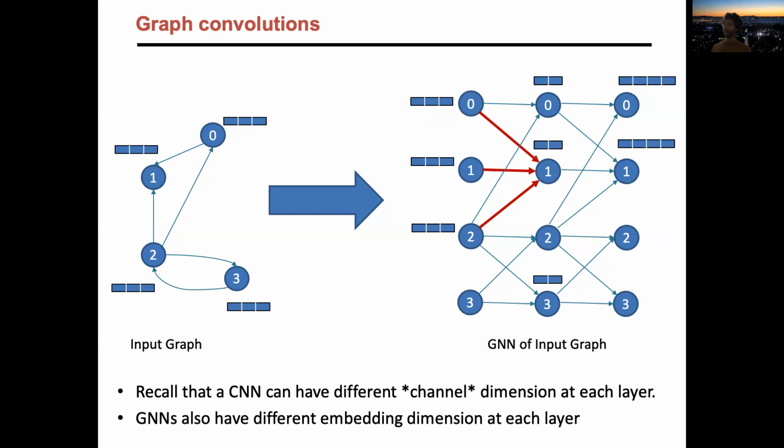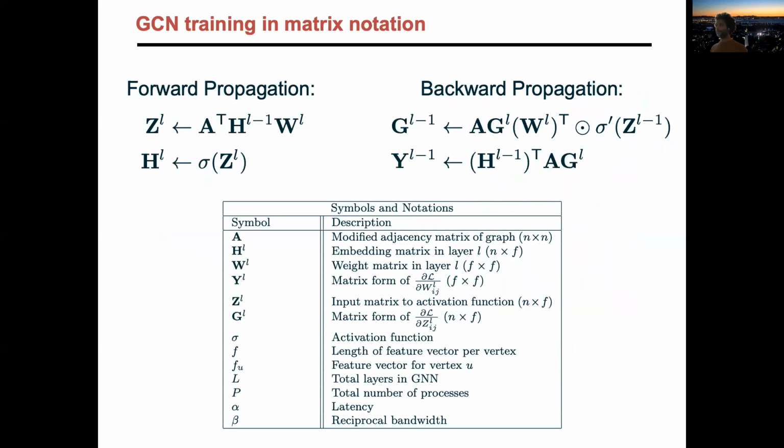So I have n nodes, each one of them has order F feature vector length, and I have a network of depth L, capital L. So then I need order n times F times L storage just to be able to train this thing. And this can get large. That's why we're looking at this problem from the distributed memory parallelism perspective.